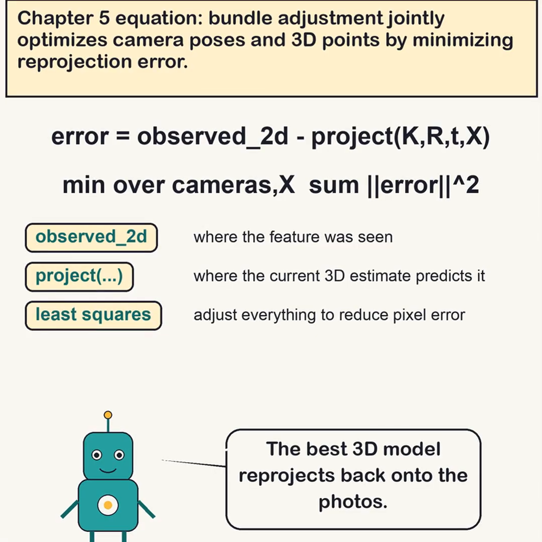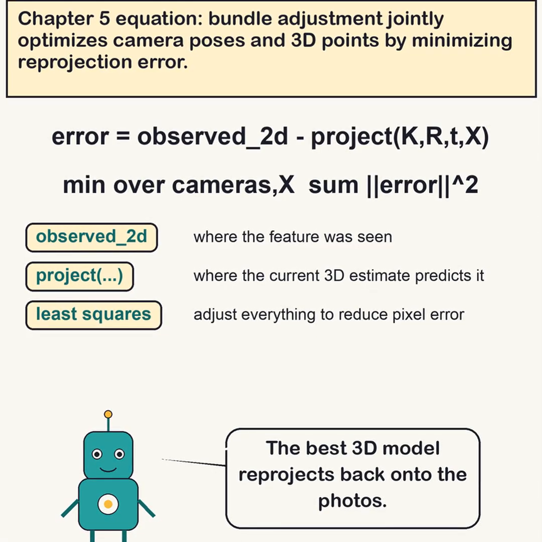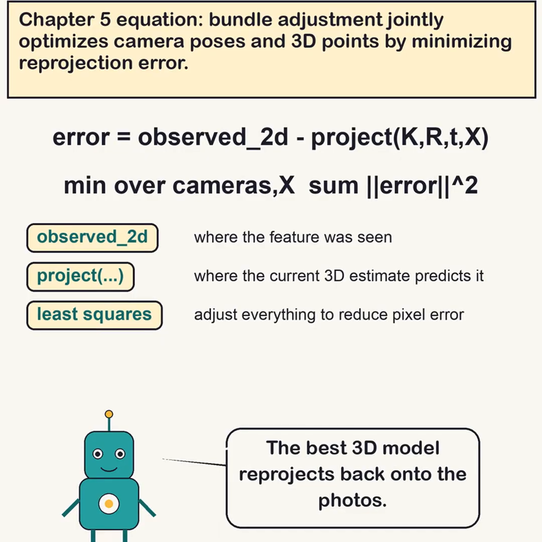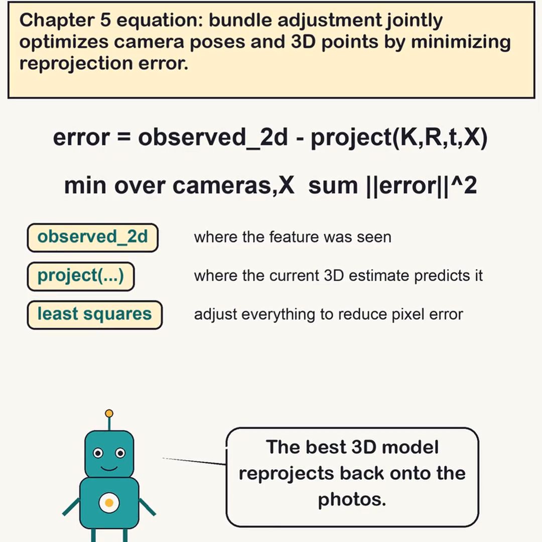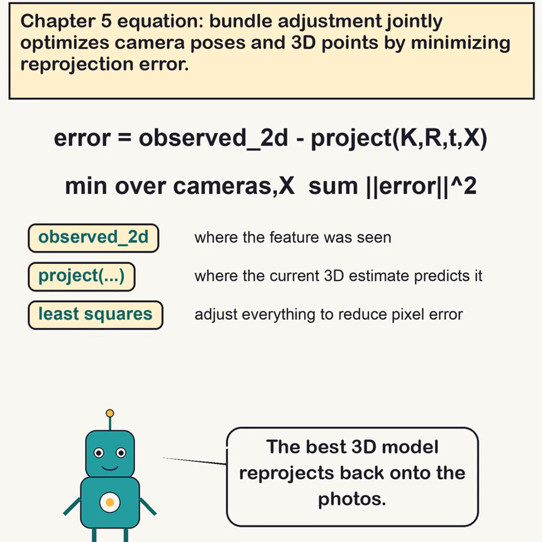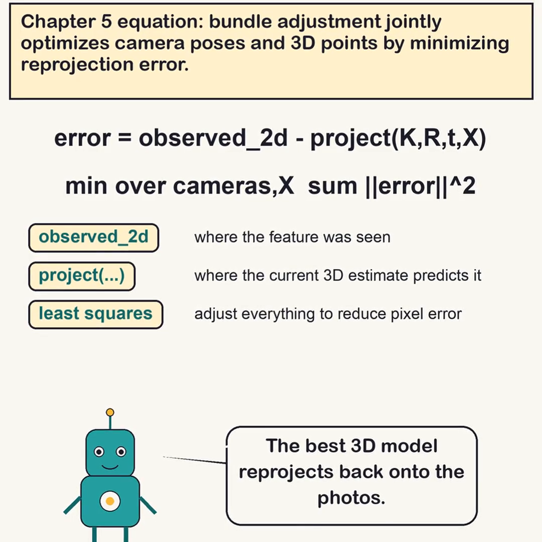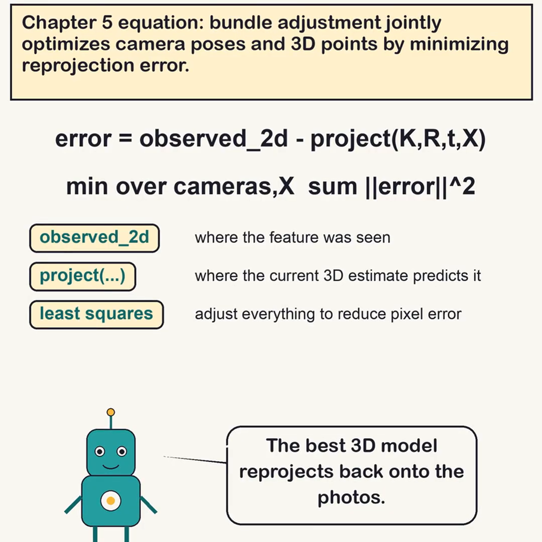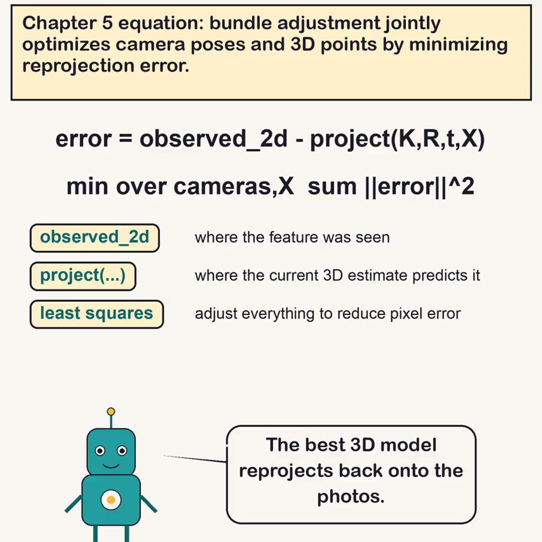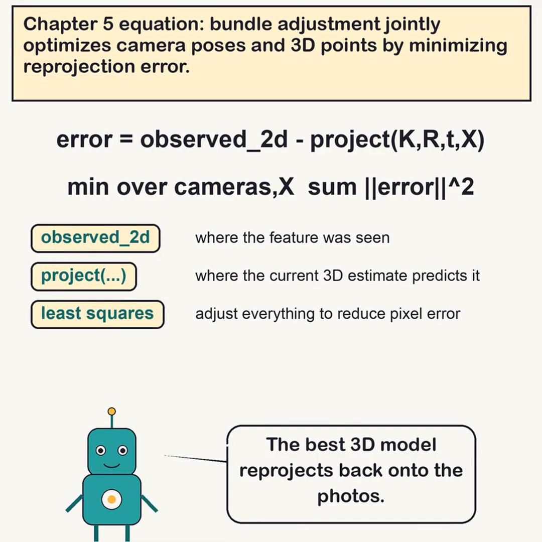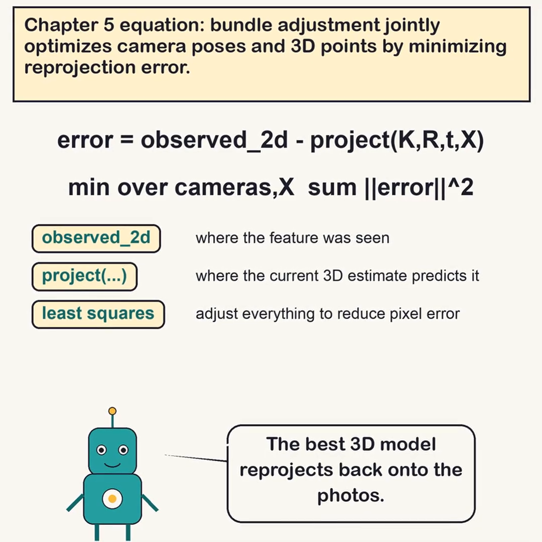Bundle adjustment refines the whole reconstruction. Observed two-dimensional points are where features appeared in the photos. The projection is where the current camera and three-dimensional point estimate predicts them. Least squares adjusts cameras and points to minimize squared reprojection error. Bundle adjustment came from photogrammetry, long before neural networks.